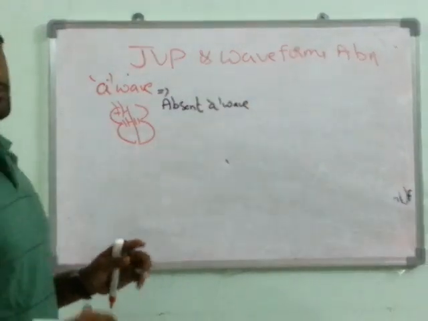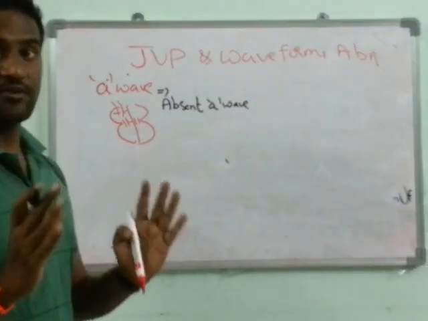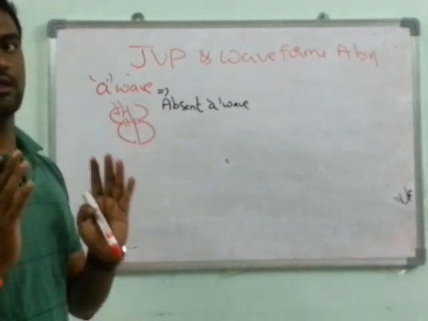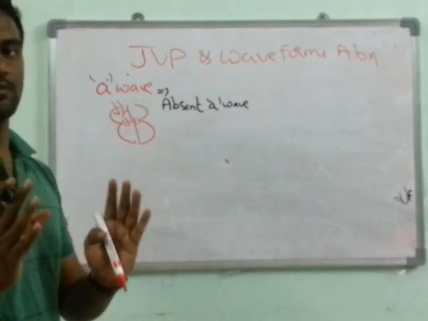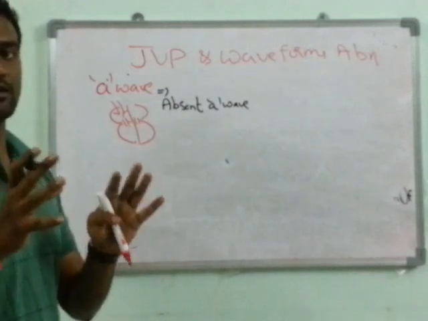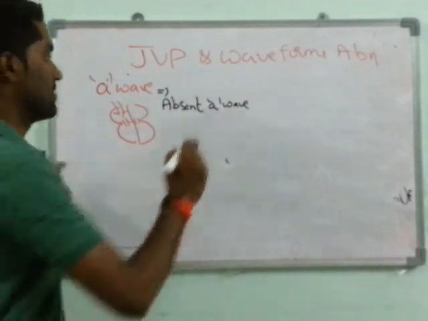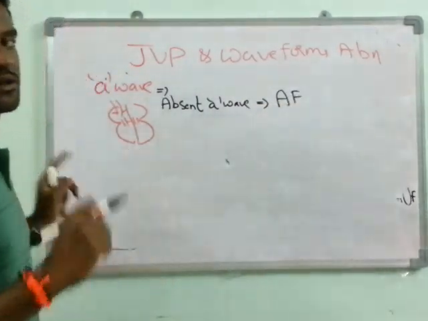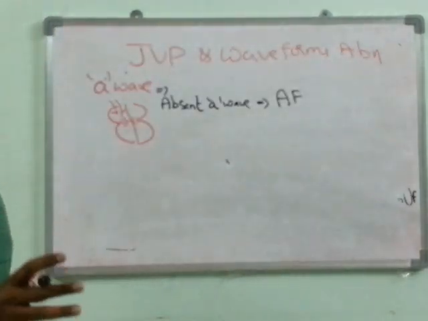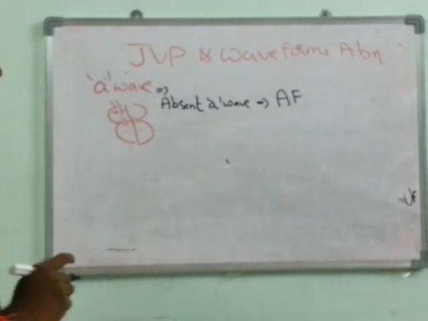For an A wave to get generated, there should be effective atrial contraction. Remember, in atrial fibrillation, the rate of atrium is very high and the contractions are ineffective. So absent A wave is seen in atrial fibrillation. As the contractions are ineffective, they cannot generate an A wave.